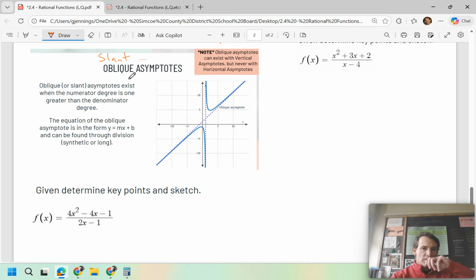So we can have functions that are kind of scrunched in between asymptotes like this and like that. And we're going to have a lot of fun with those. So oblique asymptotes, you're going to graph those by graphing the y equals mx plus b that they equal.